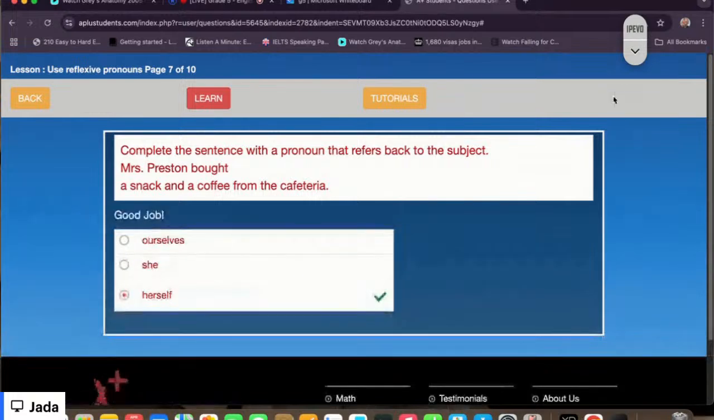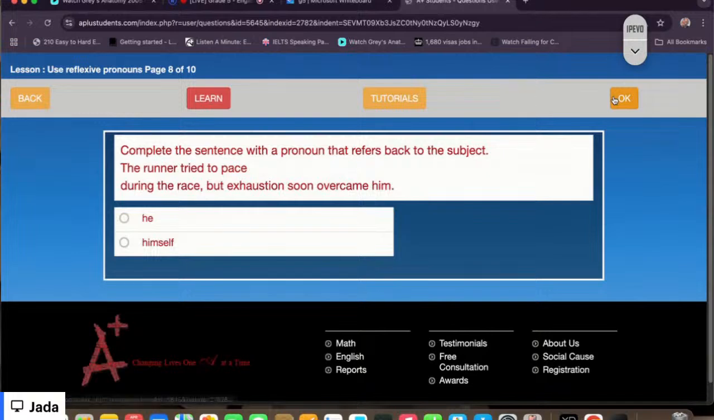Okay, so that's it for our lesson on the reflexive pronoun. Can you guys tell me if you have any question? Tell me if you have a question.